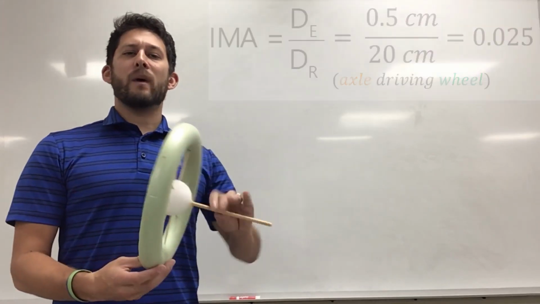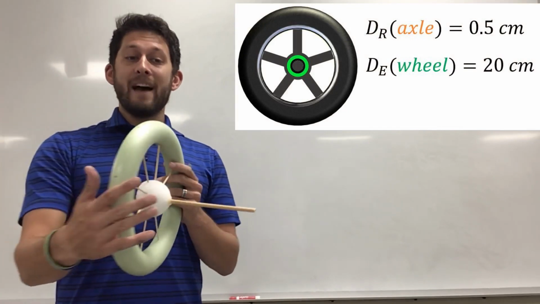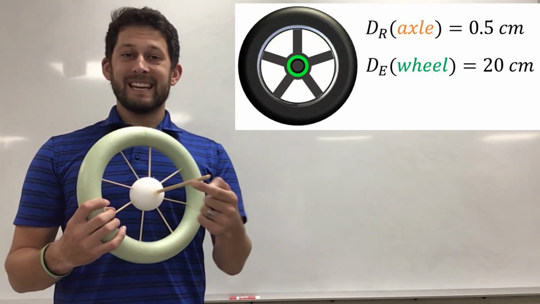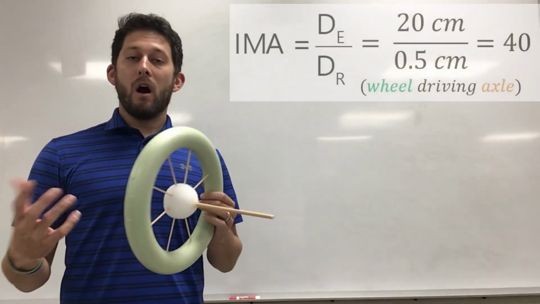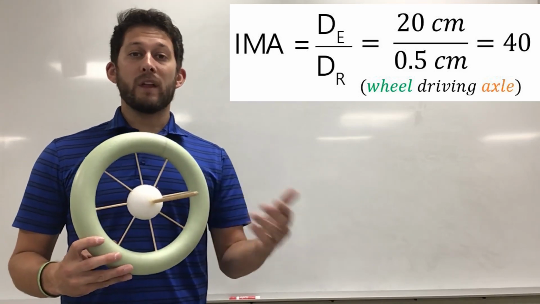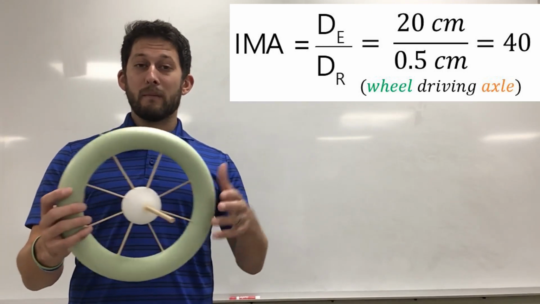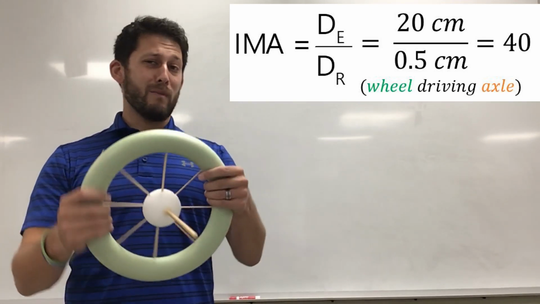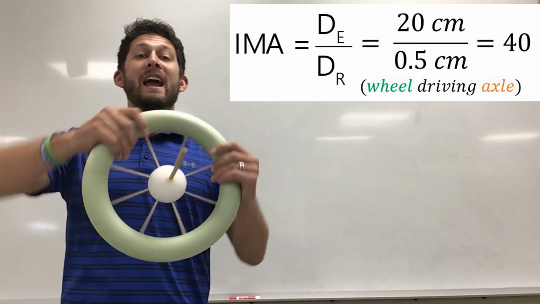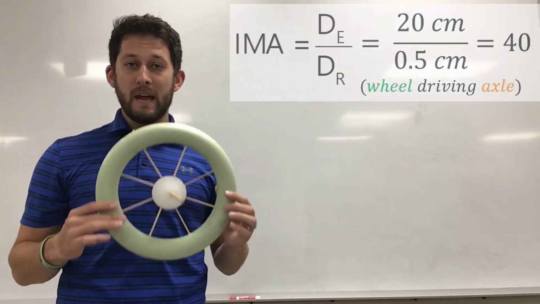Now let's flip it around the other way. Let's say that the wheel is driving the axle. So now my effort distance is the wheel itself, and my resistance distance is the axle. If we divide our 20 centimeters by 0.5 centimeters, we come up with an IMA of 40, which is a huge force multiplier. Thinking about a steering wheel, you don't have to do much force in order to get a lot of bang for your buck out of the axle. But notice I have to turn this wheel a lot in order to get one rotation from the axle.